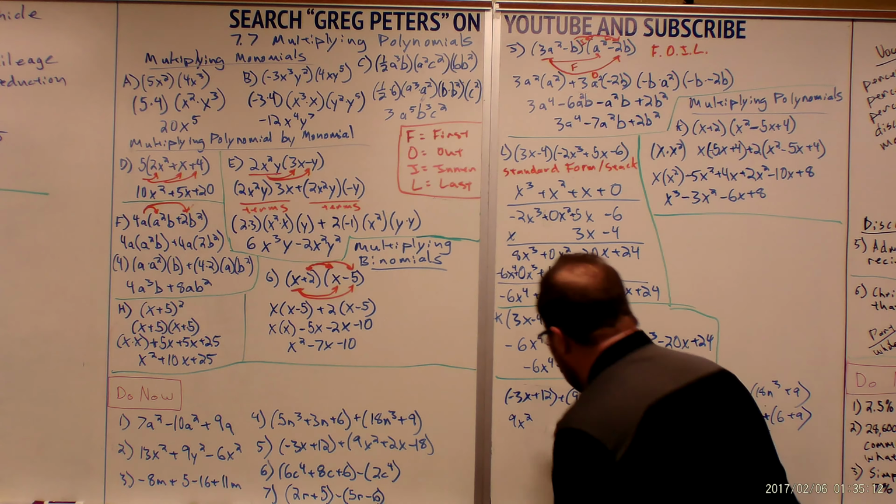Okay, so plus. Now we're going to deal with our x's, right? We have a minus 3x and a 2x. So in parentheses, minus 3x plus 2x. Right? What do I have left over? 12 minus 18.